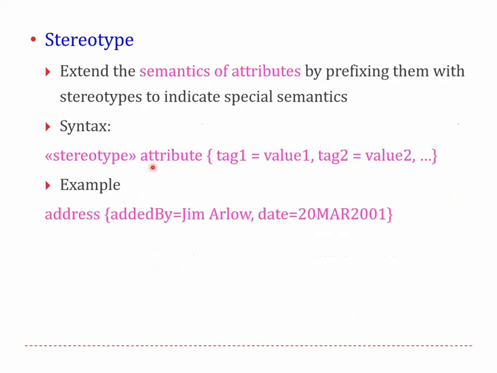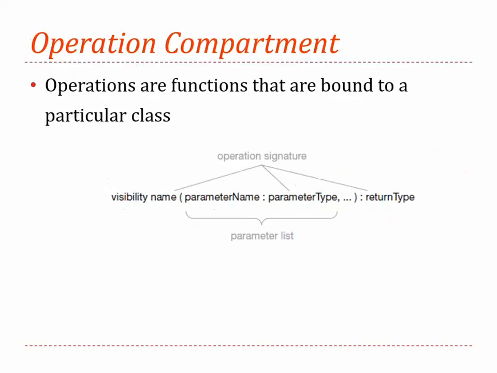We also have stereotypes, which extend the meaning of UML elements by adding additional semantic information. They are written inside double angle brackets and help provide extra details such as anchor information or special characteristics of an attribute. The next is called the operation compartment.